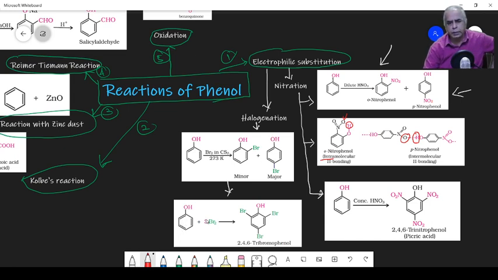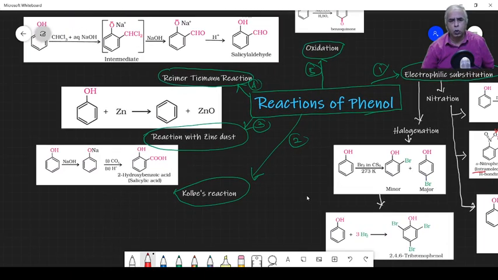Then in excessive bromination, we are able to get 2,4,6-tribromophenol, as in the case of trinitrophenol in concentrated nitric acid. Okay, right. Now let us move to the next reaction, that is the Kolbe's reaction.